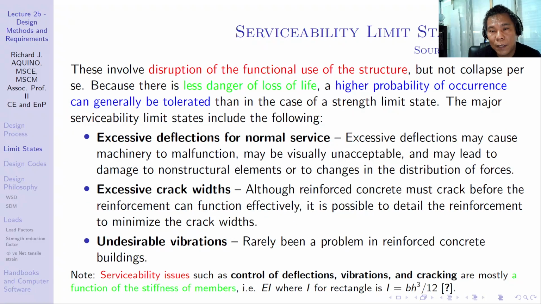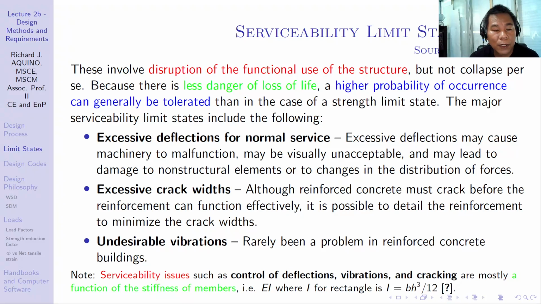For the serviceability limit states, this involves disruption of the functional use of the structure, but not collapse per se, because there is less danger of loss of life. A higher probability of occurrence can generally be tolerated than in the case of the strength limit state. The major serviceability limit states include the following: excessive deflections for normal service, excessive cracks or crack widths, and undesirable vibration.